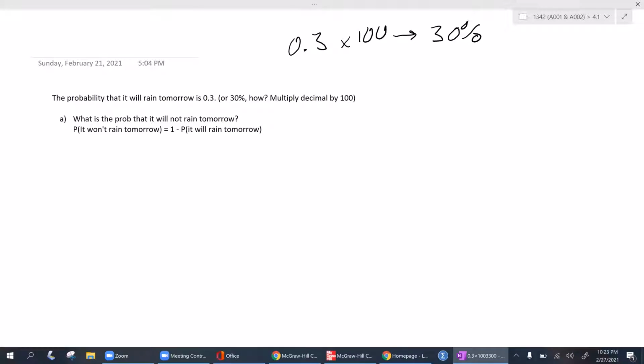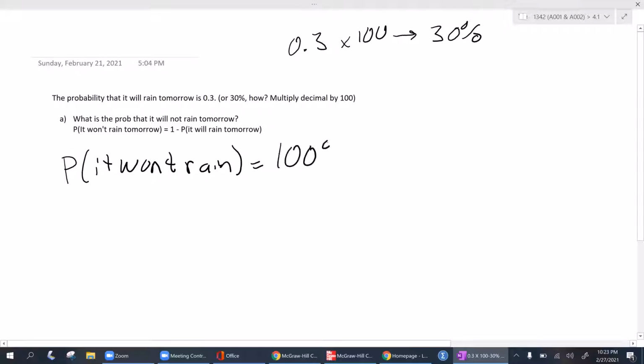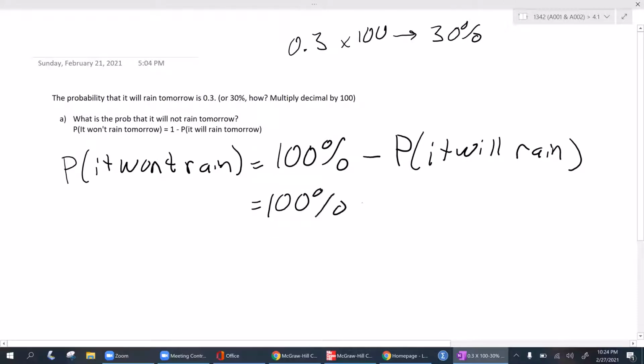That makes sense, right? So what if you wanted to know the probability that it would not rain tomorrow? One thing you can do is the probability that it won't rain is equal to 100% minus the probability that it will rain. It's exactly the opposite. And this here is going to be 100% minus, well, we figured out that the probability that it will rain is 30%, meaning the answer is 70%.